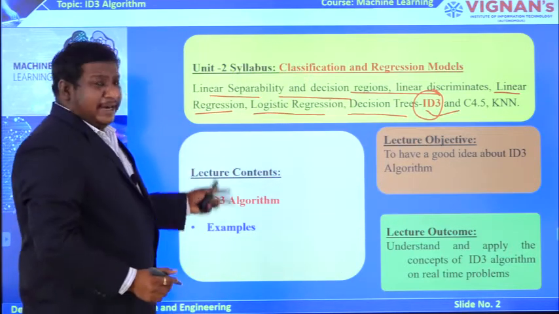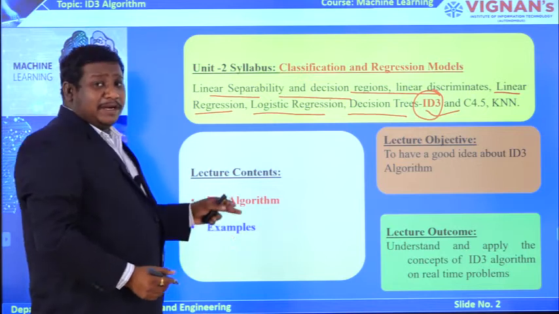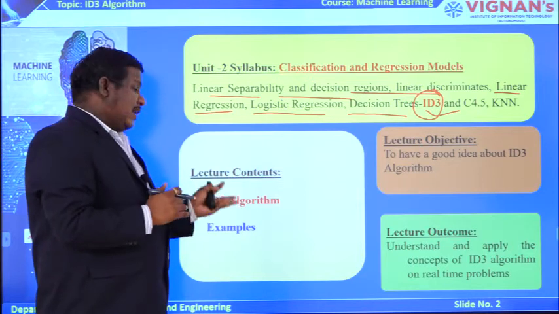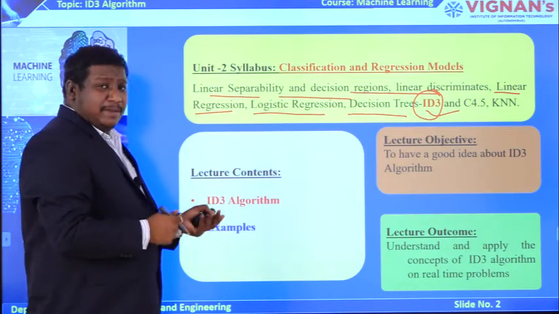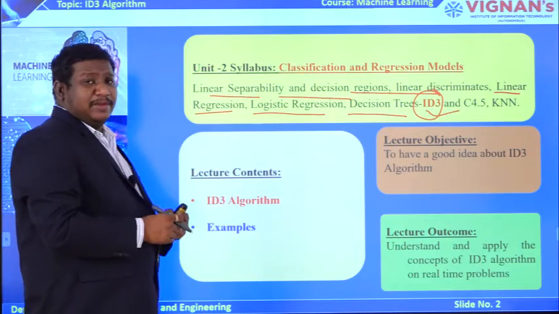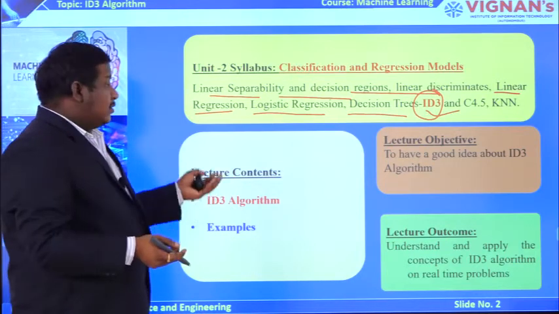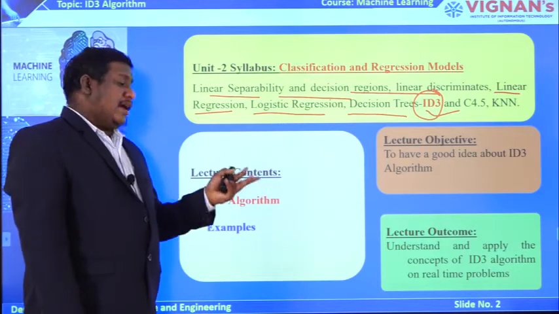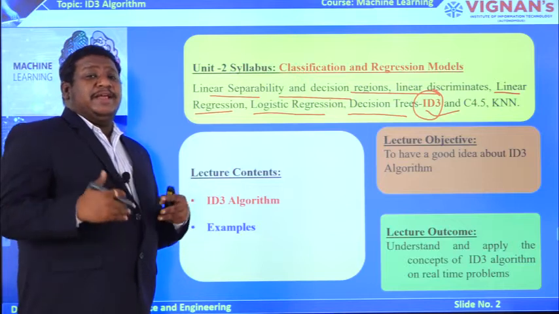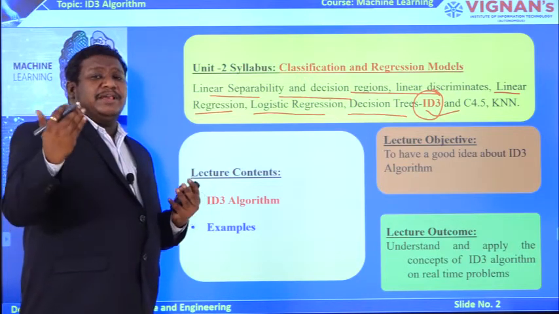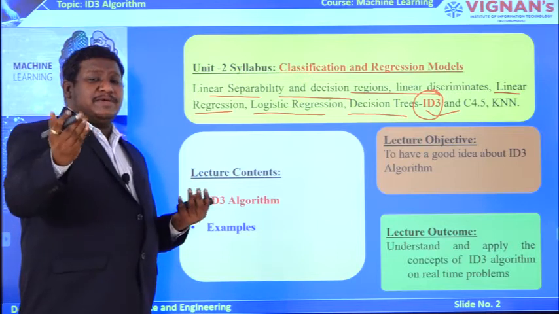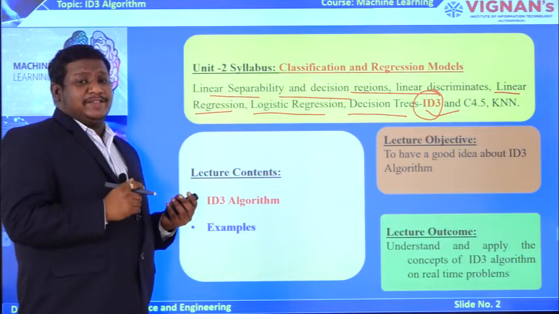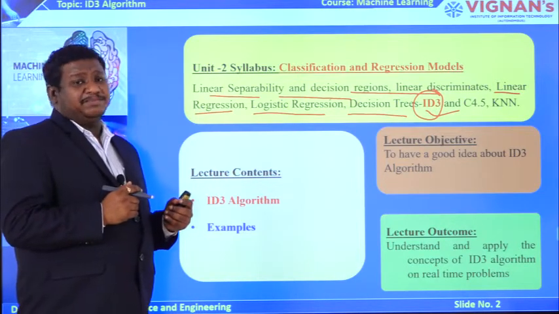The content of this lecture includes the ID3 algorithm and its examples, how the ID3 algorithm can be implemented, its advantages and disadvantages, and some real-time examples for better understanding. The objective of this lecture is that the student can understand the ID3 algorithm in detail, and the outcome is that the student can apply it to any type of real-time problem and get good accuracy by implementing this ID3 algorithm.